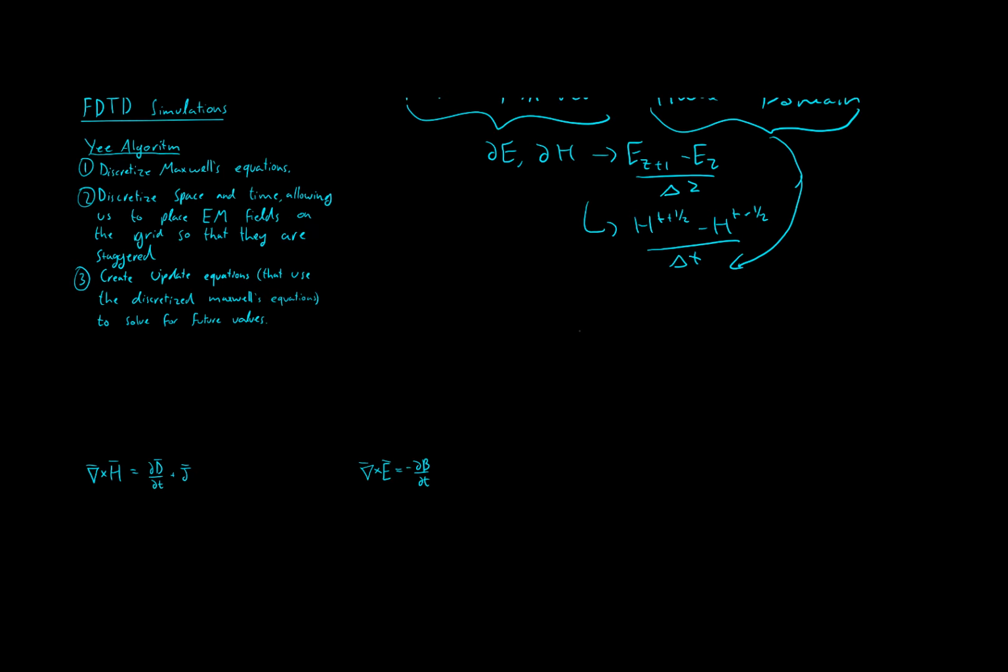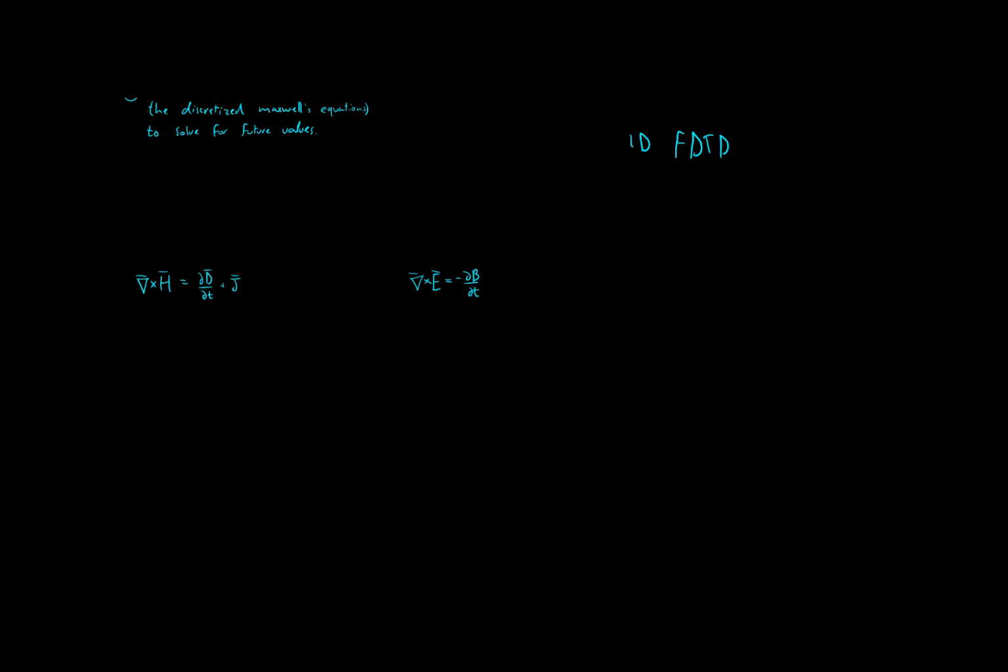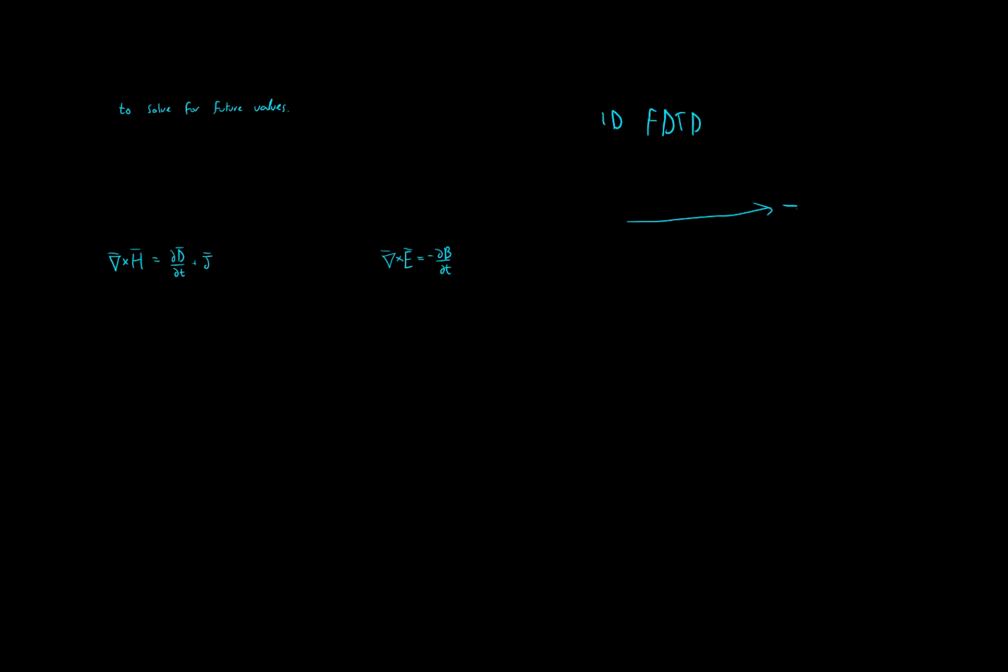So first things first, we're going to learn 1D FDTD because it's a little bit easier, and 2D and 3D FDTD use the same concept as 1D, just more work. So we're going to do 1D FDTD. We're going to assume that our wave propagates in the z-hat direction. Also, we're going to make the E field oscillate in the x direction. This means that our H field needs to oscillate in the y direction, because E cross H is equal to the wave vector, which is in the z direction.